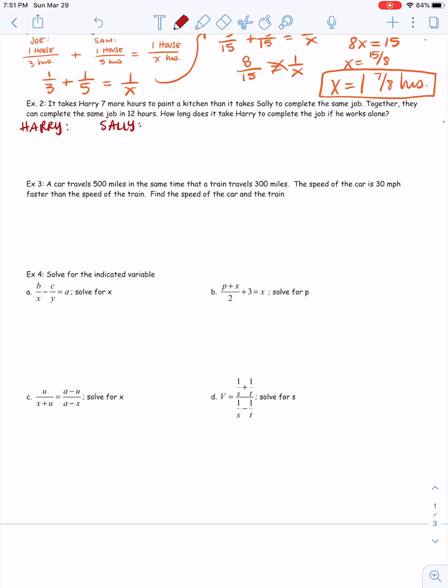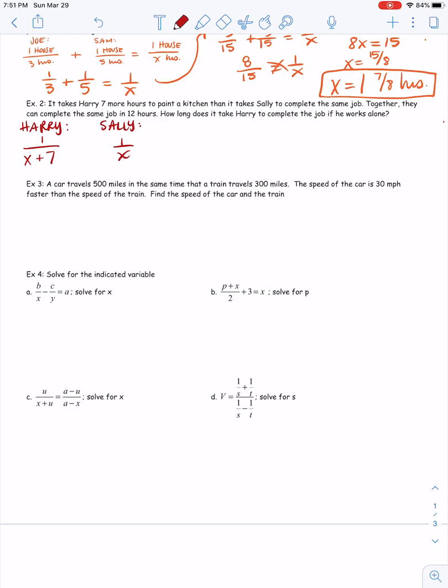All right, Sally, we don't know how long it takes her to do that one kitchen, in however many hours, we don't know. Harry, on the other hand, we know that one kitchen takes him however long it takes Sally plus 7 hours.